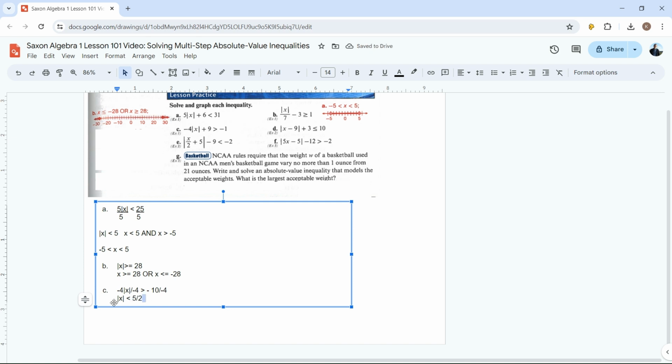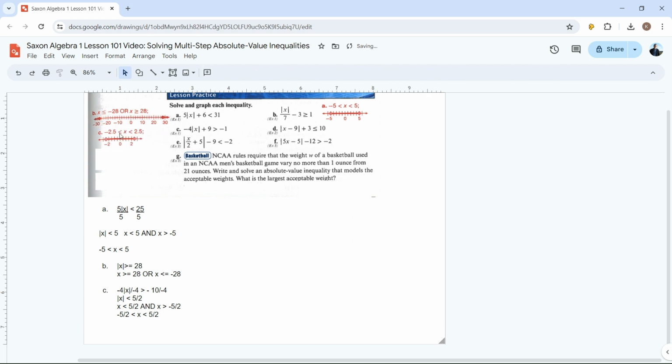Okay, now I need to get rid of my absolute value sign. This is a less than, which is an and. So it's going to be x is less than 5 halves, and x is greater than negative 5 halves. The other way to write this is negative 5 halves is less than x, which is less than positive 5 halves. Let's make sure that we did letter C right. There it is. Notice that they use 2.5 or negative 2.5. That's the same thing as negative 5 halves and 5 halves, so I'm okay with that.